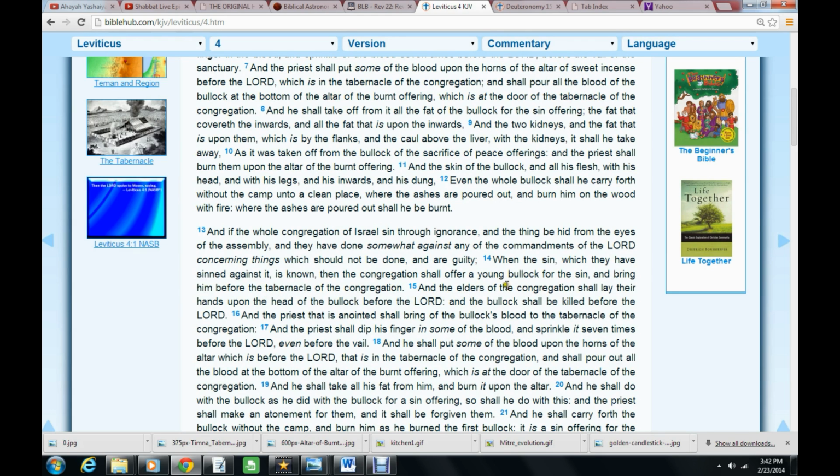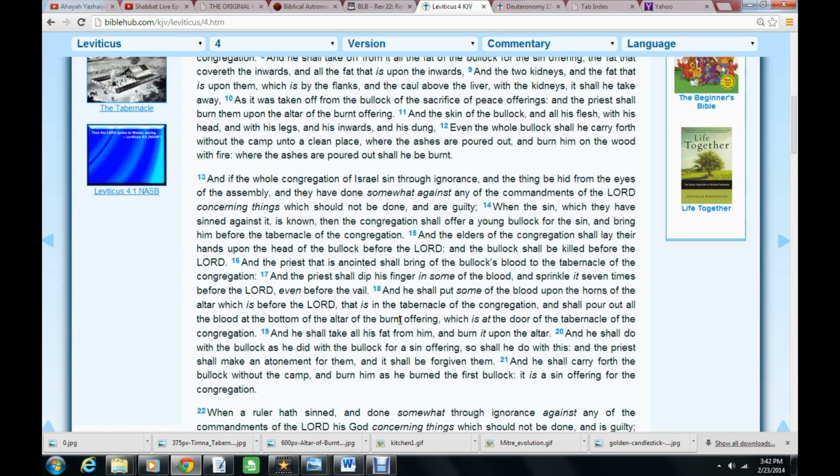And the elders of the congregation shall lay their hands upon the head of the bullock before the Most High, and the bullock shall be killed before the Most High. And the priest that is anointed shall bring of the bullock's blood to the tabernacle of the congregation. And the priest shall dip his finger in some of the blood, and sprinkle it seven times before the Most High, even before the veil. And he shall put some of the blood upon the horns of the altar which is before the Most High.